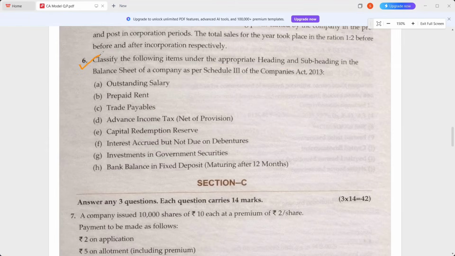This is the last question of your Section B, where certain items will be given and you have to answer the appropriate heading or subheading for these items. So I recommend you refer to the financial statements as per Schedule 3 of the Companies Act 2013.